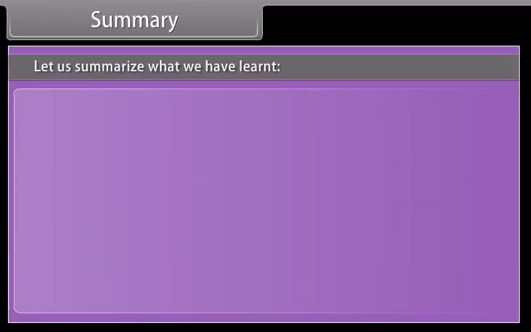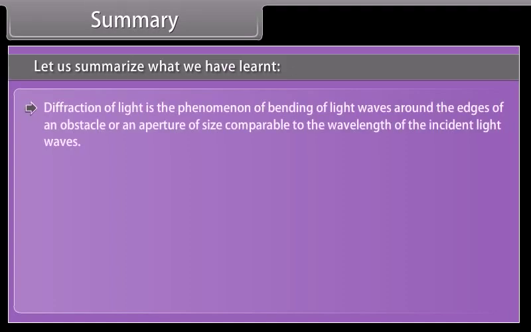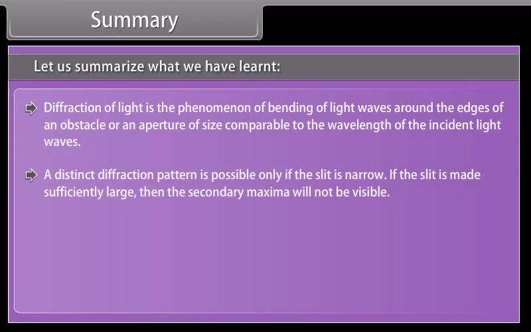Summary. Let us summarize what we have learnt. Diffraction of light is the phenomenon of bending of light waves around the edges of an obstacle or an aperture of size comparable to the wavelength of the incident light waves. A distinct diffraction pattern is possible only if the slit is narrow. If the slit is made sufficiently large, then the secondary maxima will not be visible.